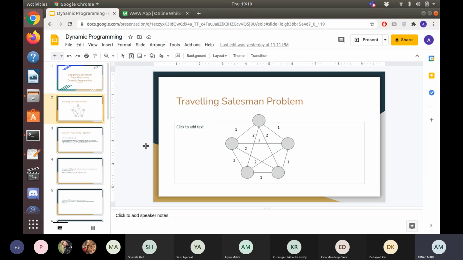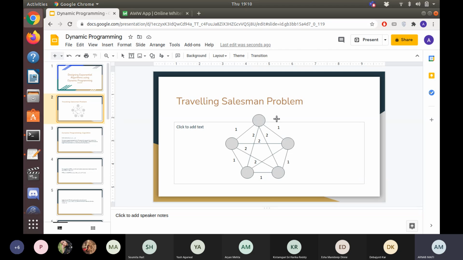So what is our aim here? We are given a graph. Between each node in the graph, we have an edge, and each edge has a weight. For this particular edge here, we have a weight 1. Similarly, for an edge between these two nodes, we have a weight of 2. So we have this graph with edges and weights on it. What is our aim? Our aim is to find a cycle containing all the vertices.